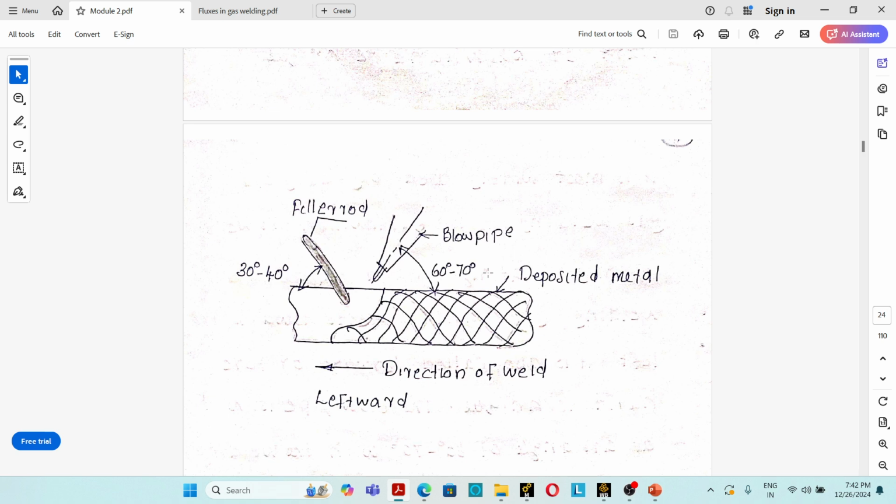During the welding process, the welding blow pipe follows the filler material and the welding flame is directed away from the deposited weld metal. So that's the case of the leftward welding technique.